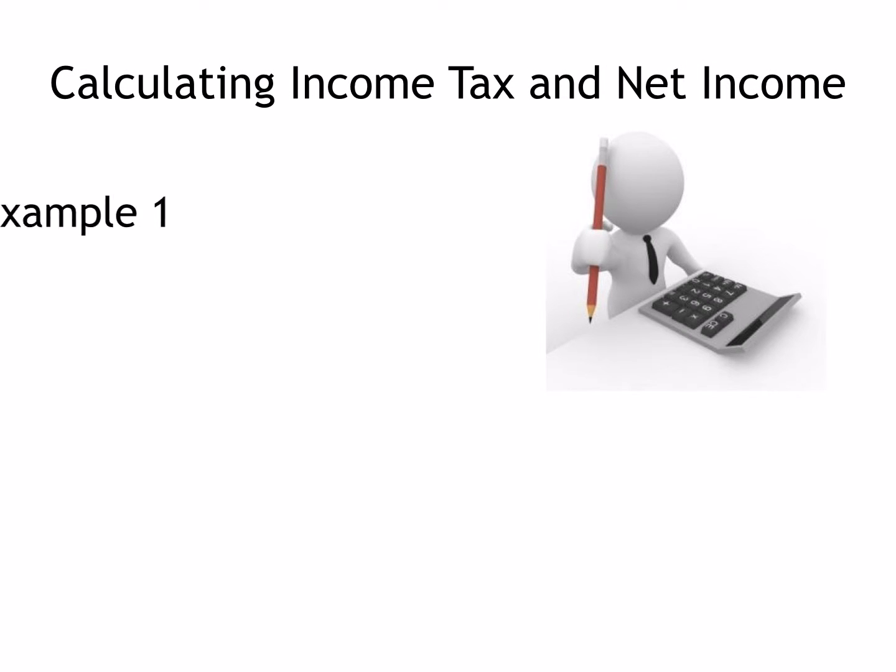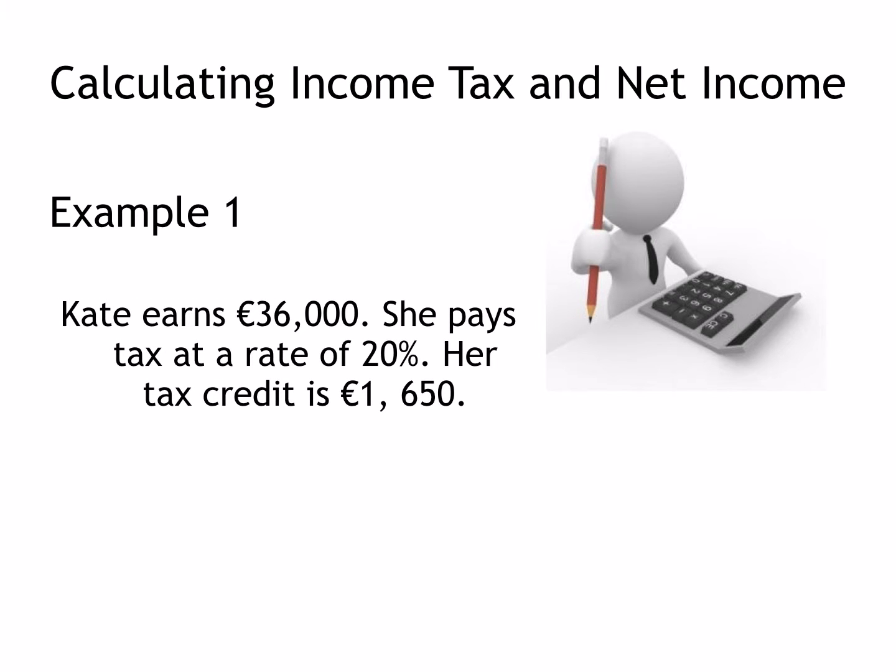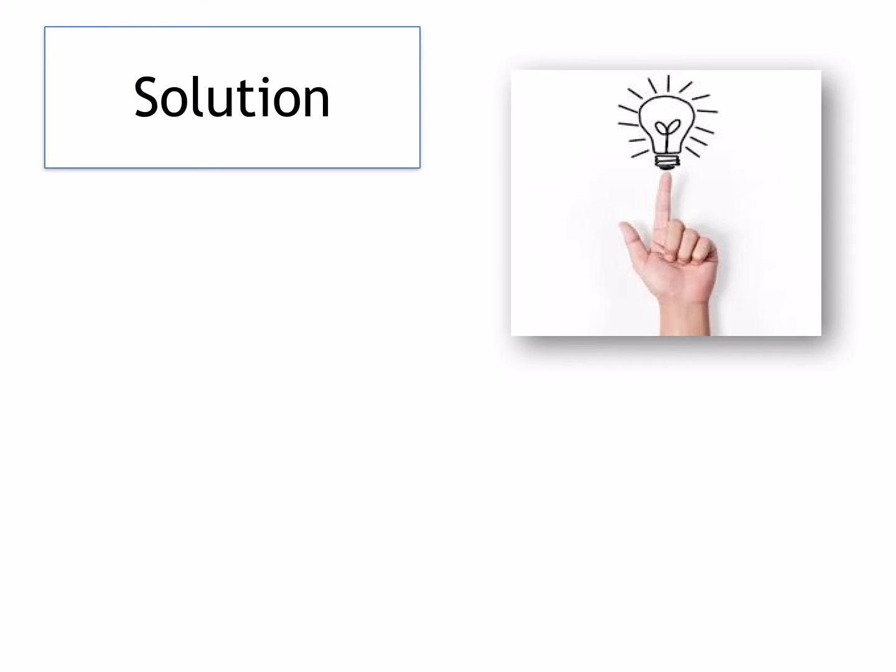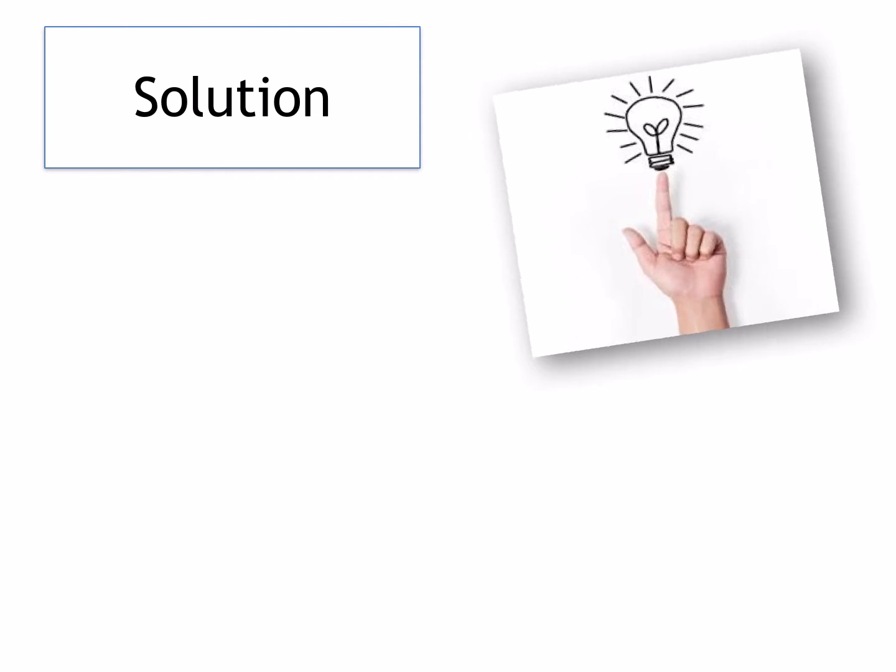Calculating income tax and net income. Let's look at an example. Kate earns €36,000. She pays tax at a rate of 20%. Her tax credit is €1,650. We are asked to calculate Kate's tax payable. Let's look at the solution.